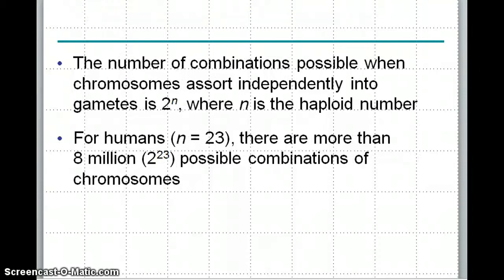It does it completely independently. Okay? The number of combinations possible when chromosomes assort independently into gametes is 2 to the n power, where n is your haploid number. So for humans, n is 23. There are more than 8 million, 2 to the 23rd, possible combinations of chromosomes. Okay?